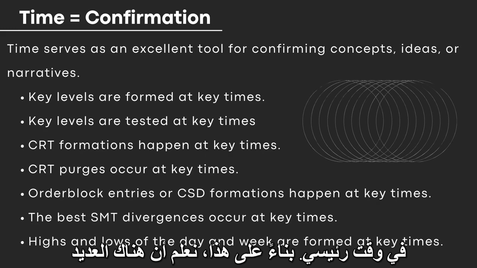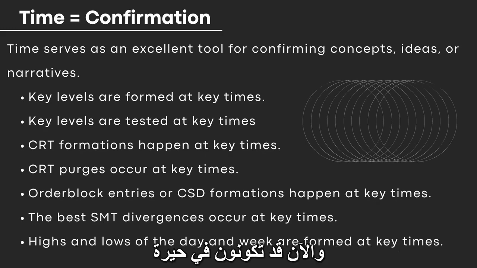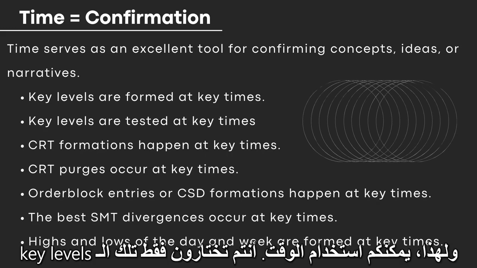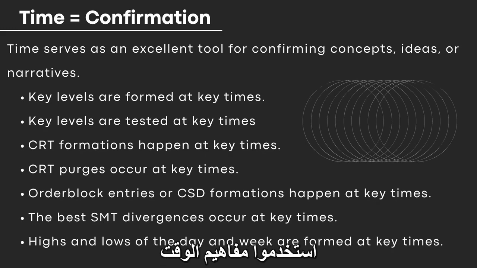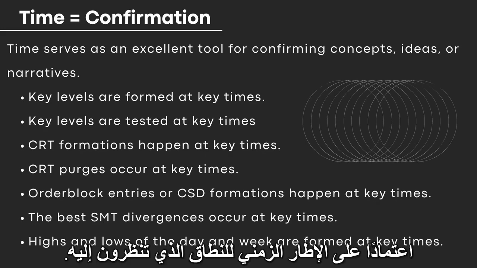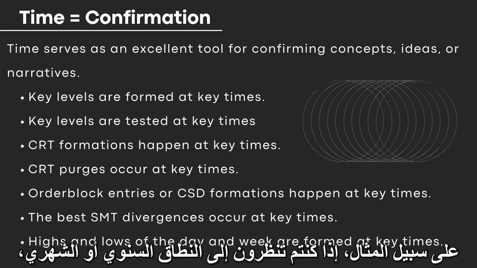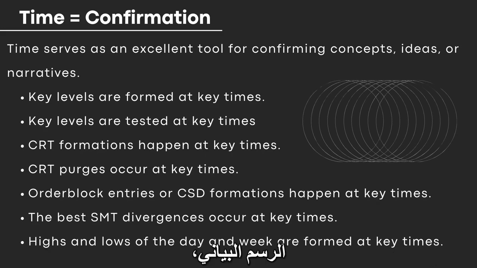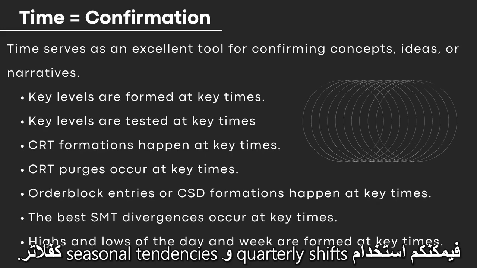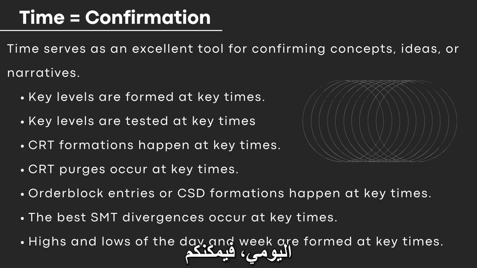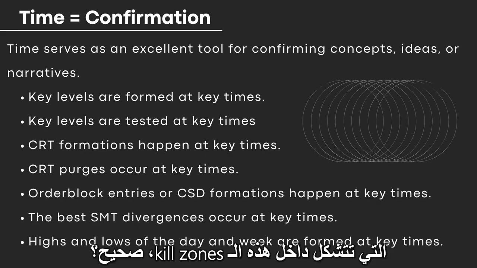So based on this, we know that there are multiple key levels, right? And now you might be confused as to which one to actually choose and select. For that, you can use time. You only select those key levels that are formed at key times, right? Use the time concepts depending upon the time frame or the range that you are looking at. For example, if you are looking at the yearly range or the monthly chart, then you can use quarterly shifts and seasonal tendencies as filters. Or if you are looking at the daily range, then you can use kill zones and other key times, and only select the key levels that are formed within these kill zones, right?